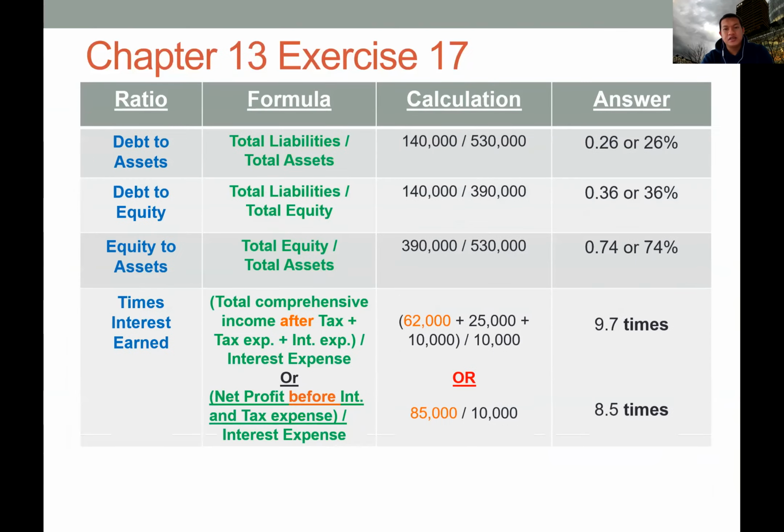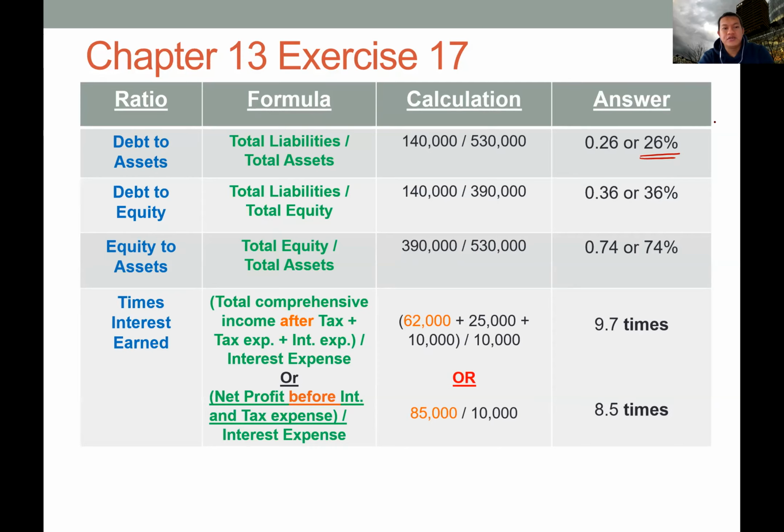So I have calculated these ratios as well. The first one, debt to asset ratio, is total liabilities divided by total assets. It's basically the portion of assets financed by liability financing. So I found 26% of the company's assets is financed through liability financing, which is good because the company uses more equity in financing their assets or their operations.